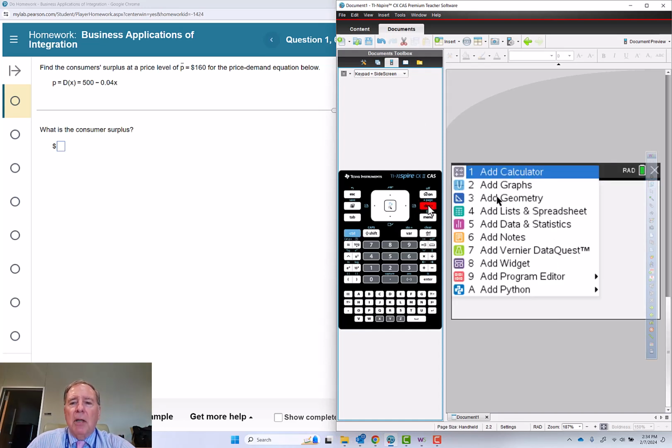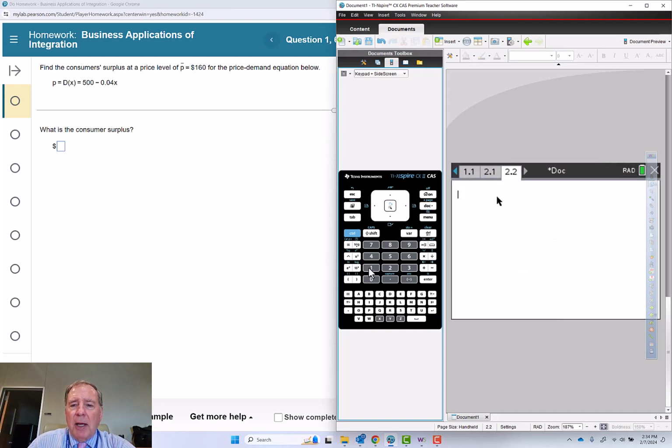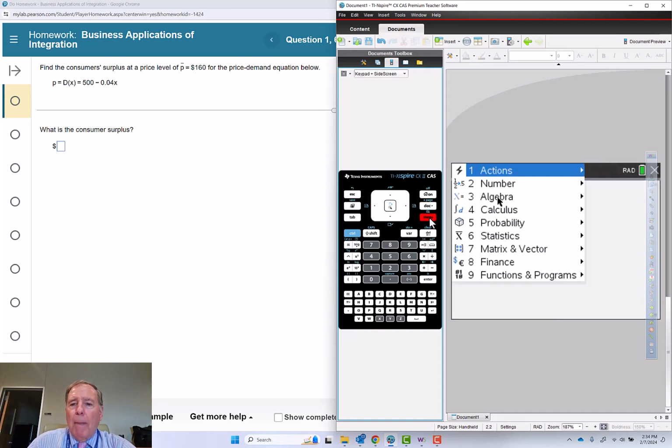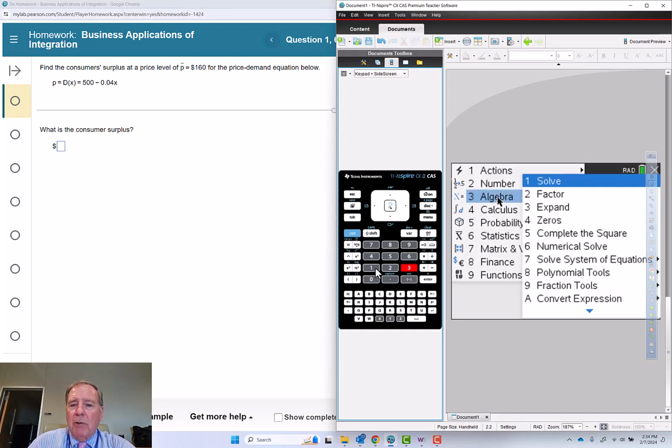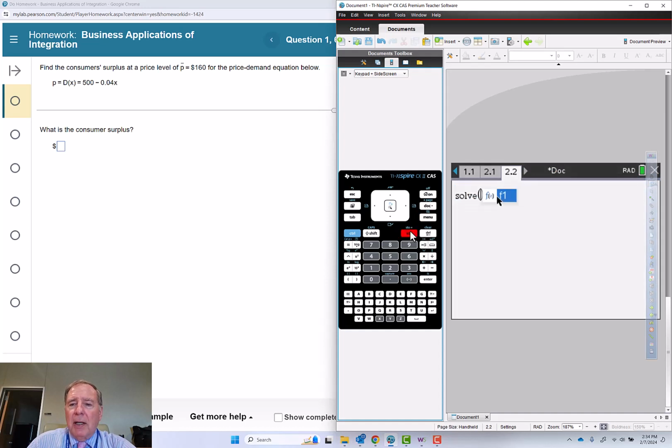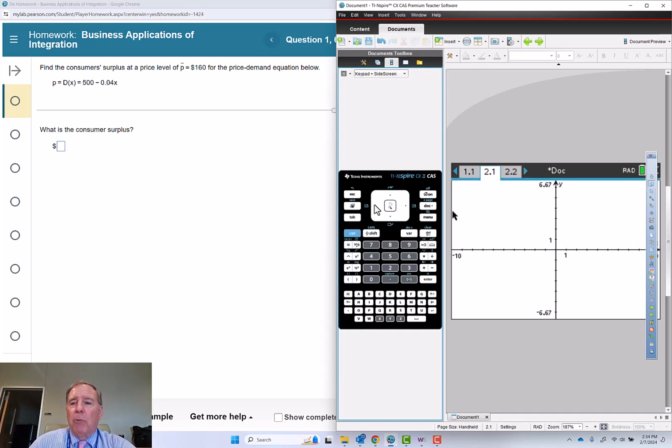Menu, doc for plus page. I'm going to add a calculator page. Menu, 3 for algebra, 1 for solve. And I'm going to put that f1 of x equals 0, solve for x. That's going to give me the x-intercept, and it's 12,500. So now I know what to do with my window.